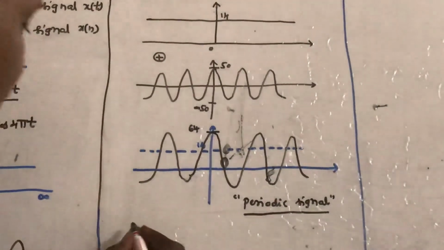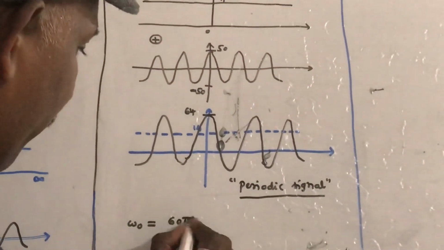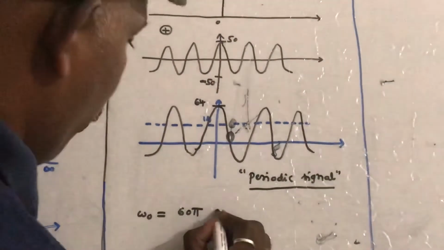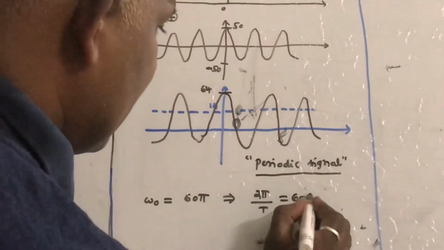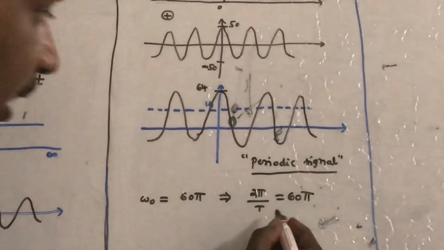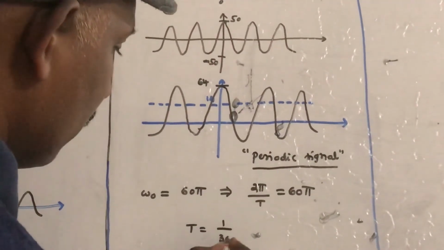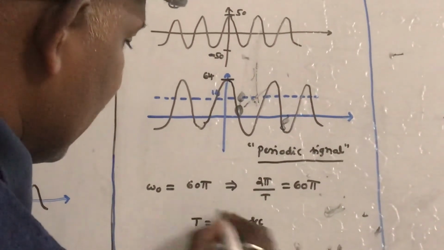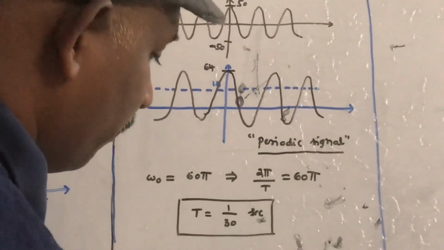Now, what is the frequency of this signal? Omega 0 is equal to 60 pi. So 2 pi by T is equal to 60 pi. You can see pi gets cancelled. So T is equal to 1 by 30 seconds. So this is the time period of this waveform.